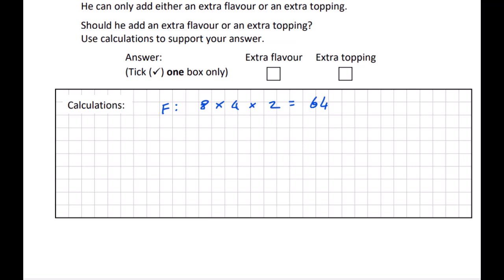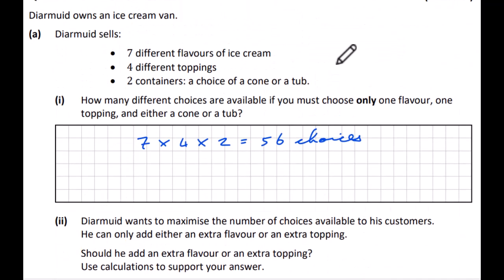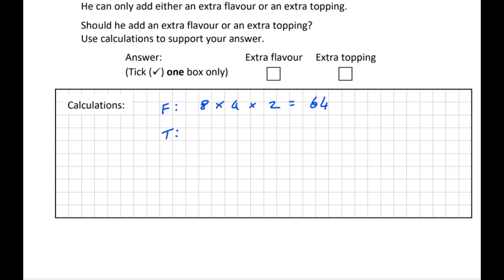If he adds an extra topping, so the extra topping, let's see, there were 4 toppings, so it would be 5 here, so it would be 7 by 5 by 2. So this is just 7 times 5 times 2, which is 70. So to maximize the number of choices, then he would need to add an extra topping.